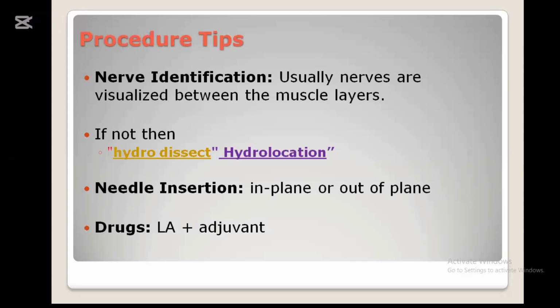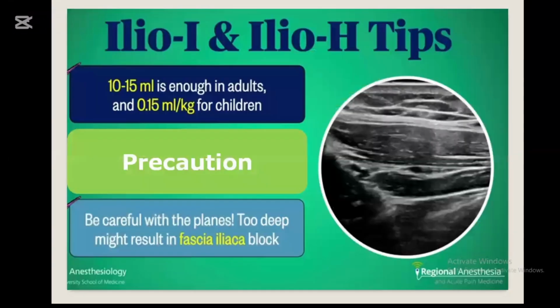Now, the drugs you use are local anesthetics: bupivacaine, ropivacaine, xylocaine, in combination with dexmedetomidine, dexamethasone, or tramadol. Now, 10 to 15 ml is enough in adults and 0.15 ml per kg for children. You have to take precautions while performing the block. If you go too deep, like over here, it can result in fascia iliaca block.